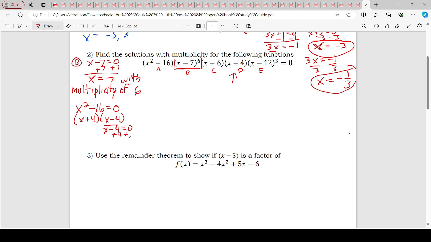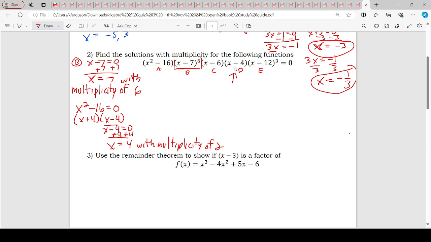Add 4 to both sides, and I get x equals 4. What do you think the multiplicity is for that? 2. So my answer right here is x equals 4 with multiplicity of 2, because x minus 4 appears twice. Well, x plus 4 appears once. So what do you think the answer to that is?